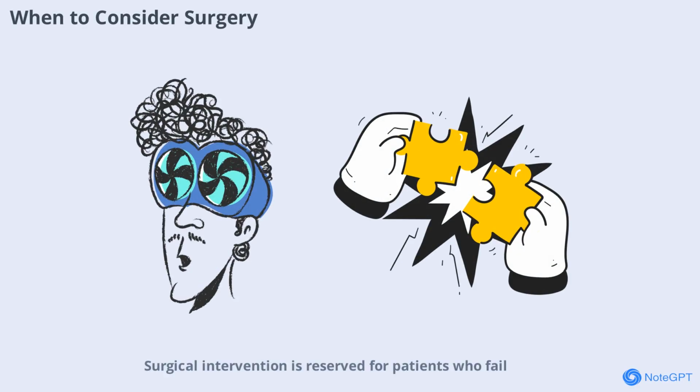Surgical intervention is reserved for patients who fail to improve with conservative management or those with acute, severe injuries. The main surgical options are biceps tenotomy, biceps tenodesis, and SLAP repair. The choice of procedure depends on patient age, activity level, cosmetic concerns, and surgeon preference. Each technique has its own indications, benefits, and potential complications, which we'll explore in the following scene.